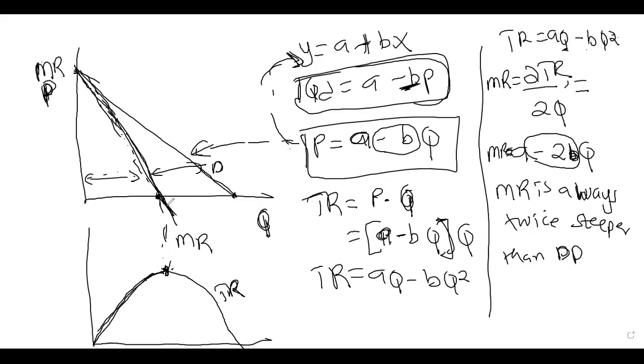Now, when the marginal revenue becomes negative, total revenue will fall, because marginal revenue is an addition to total revenue, so it will begin to fall. Now let's look at what happens again.